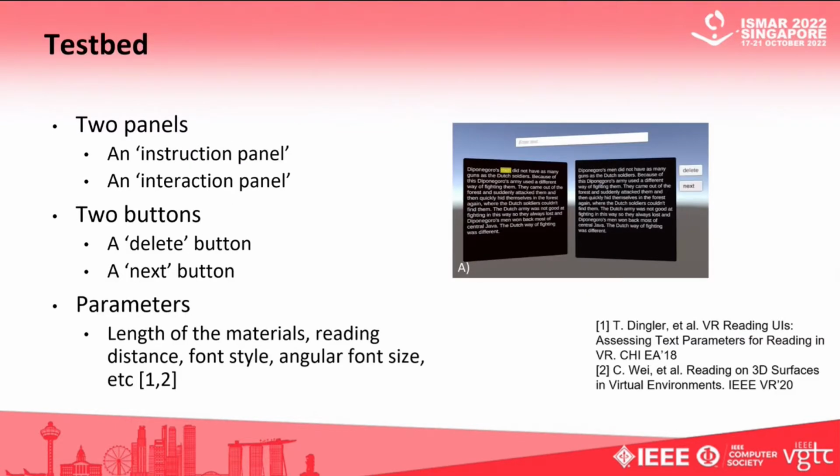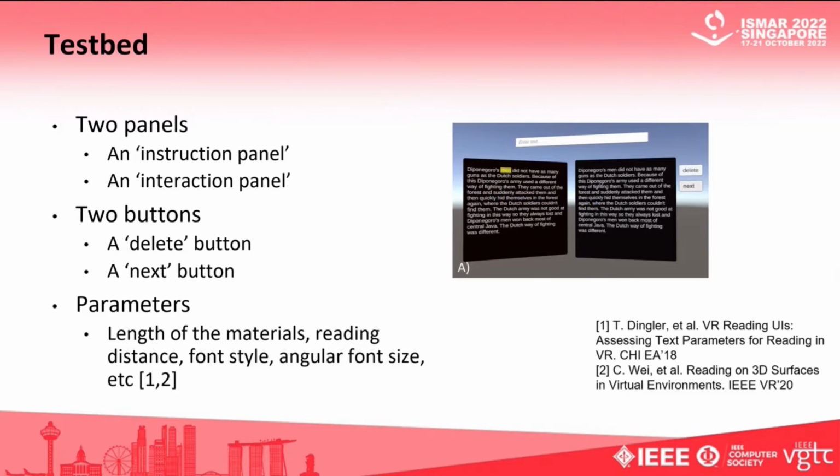So this is the testbed environment we have developed. We developed this using Unity 3D. There are two panels, one instruction panel and one interaction panel. The instruction panel is used to show the text to be selected. The interaction panel is used for the user to make the selection.